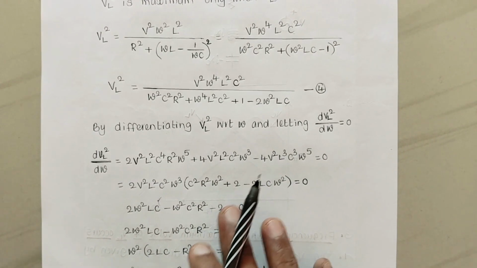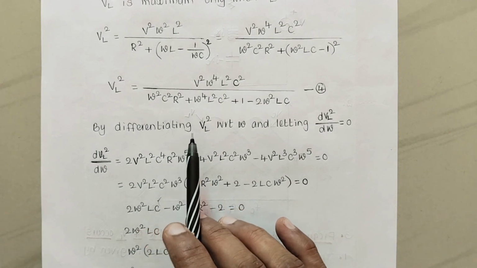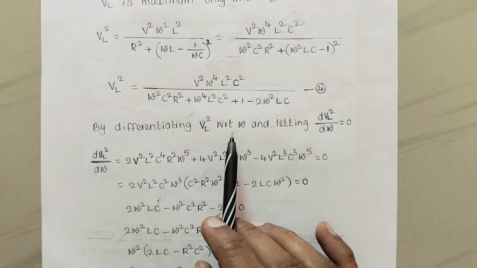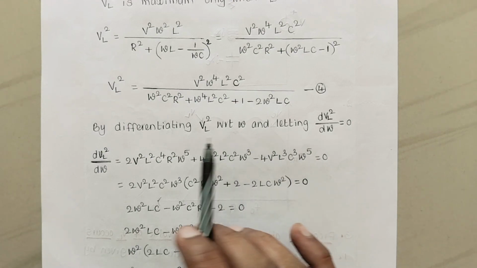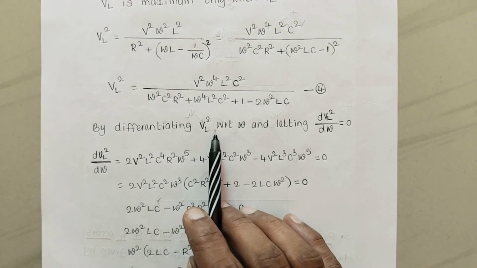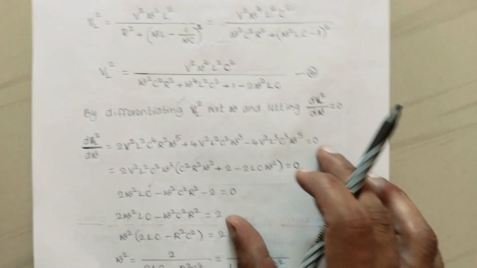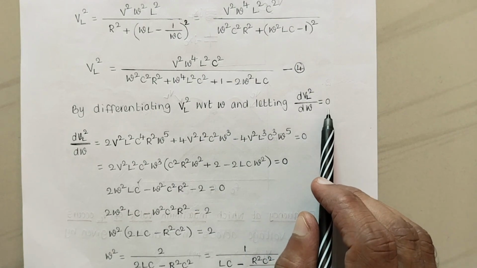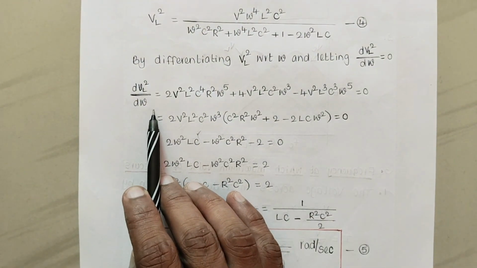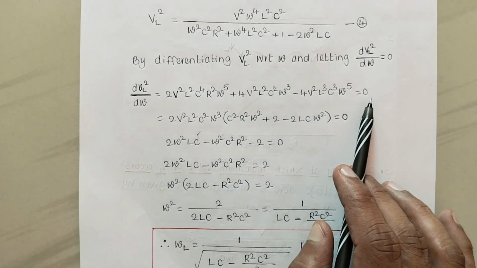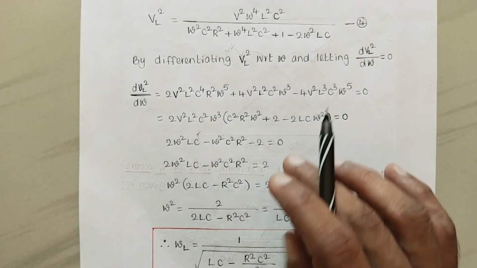So here now we have to differentiate this VL square with respect to omega and equate that to 0 for the maxima condition. So by differentiating VL square with respect to omega and letting d VL square by d omega equal to 0, we get this, and we have to equate this to 0. So we have to go on simplifying this equation.